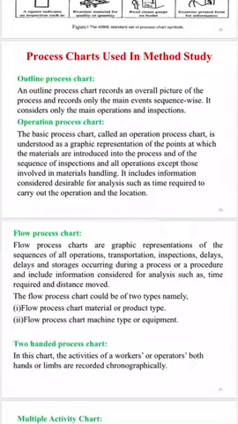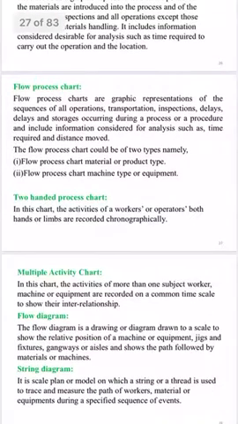transportation. Okay, then the flow process chart. This is the graphical representation of the sequence of all operations, that is operations, transportations, inspections, delays and storage. And there are also two types of flow process chart, that is flow process chart by material and flow process chart by machine type. Then there is another 2 or 3 types, that is the two-handed process chart, in which the activities of the worker's or operator's both hands are recorded. Both hand activities will be recorded in the two-handed process chart, in which we will see the left-hand and right-hand process chart.